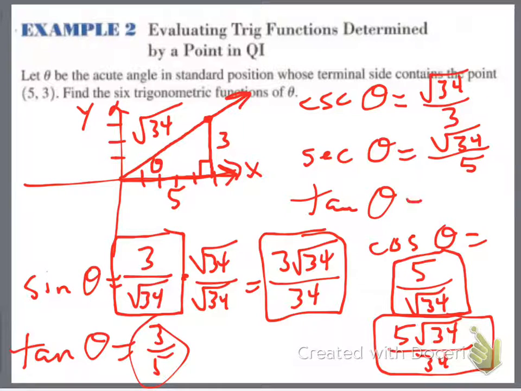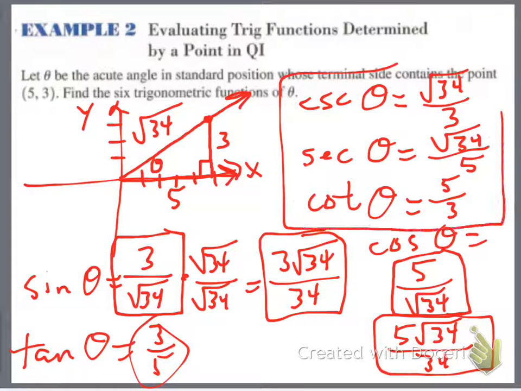Cotangent of theta is the tangent reciprocal. So flip 3/5 and you get 5 over 3. So basically what you're doing for these is setting up a right triangle in your coordinate plane, finding the missing side using the Pythagorean theorem, and then using your trig functions.